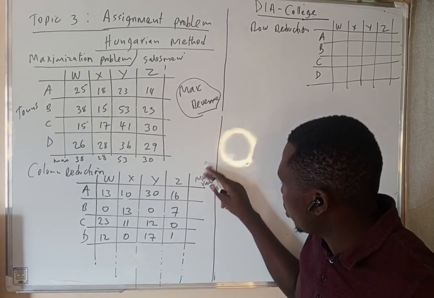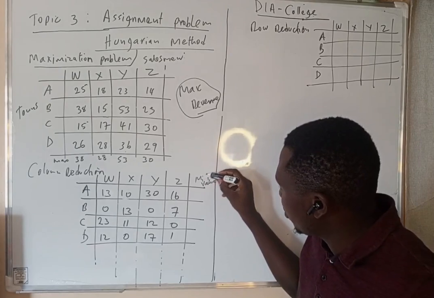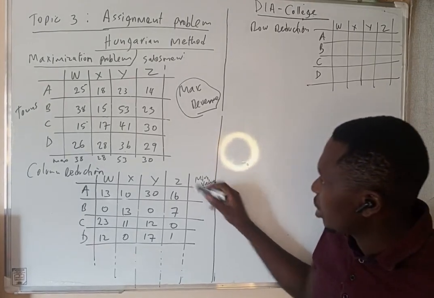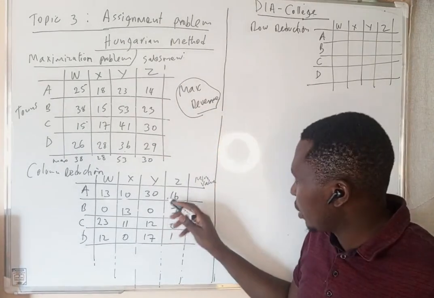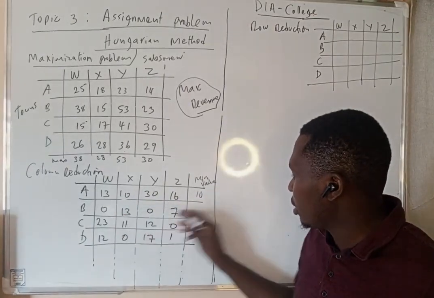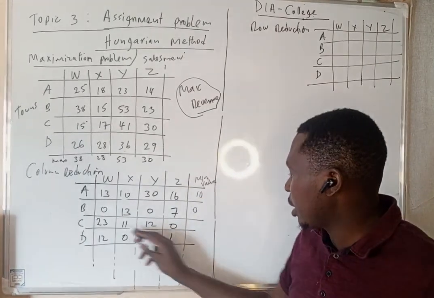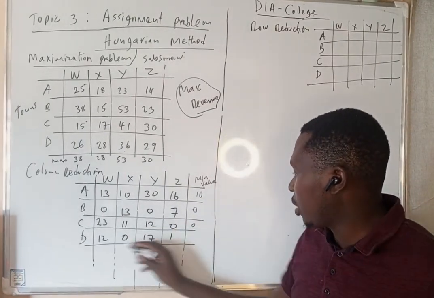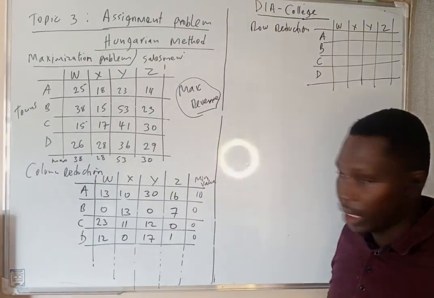Remember, I've said all the other steps remain unchanged. Only in the column reduction do we use the maximum. The minimum value here is 10. The minimum value here is 0. The minimum value here is 0. The minimum value here is 0.